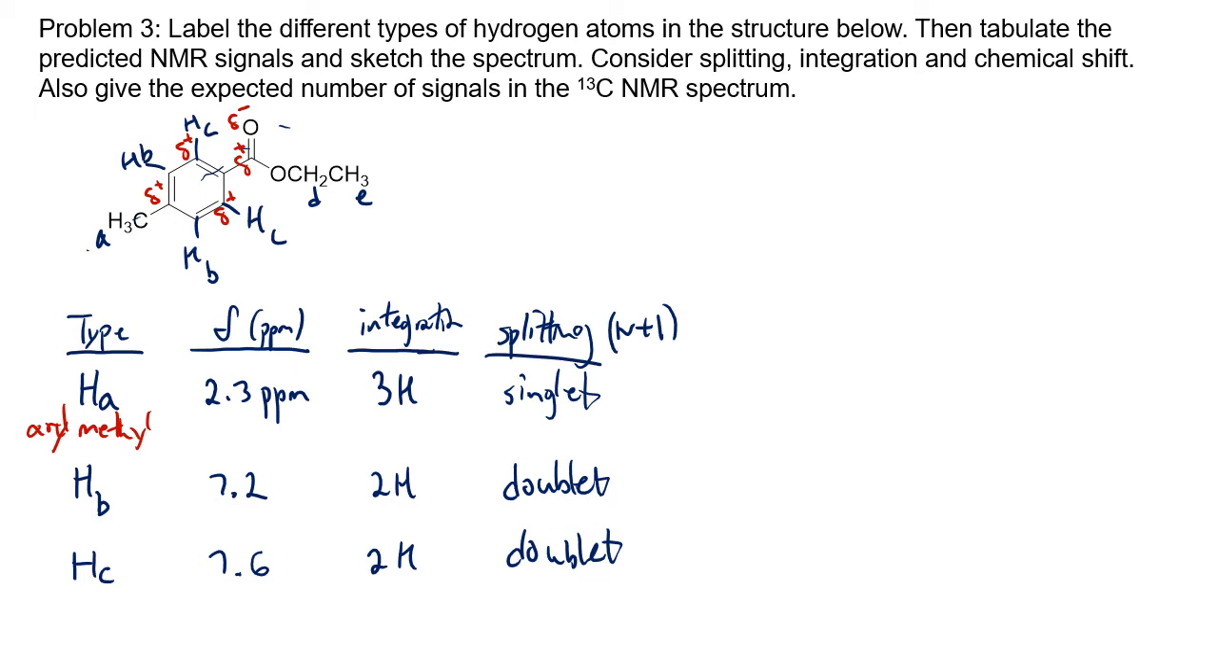All right, and then we have HD and HE. HE is next to an oxygen that's part of an ester. So, we just saw an example like this, it's probably going to be about 4.2, somewhere around there. But 4 is close enough. And there are 2 of those types of hydrogens. And because HD has 3 neighbors, the methyl group, it's going to be a quartet.